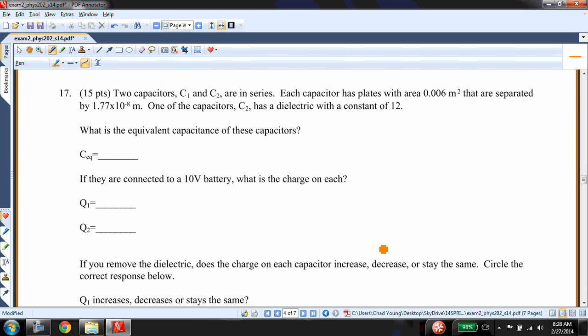Two capacitors are in series. Each has a plate with 0.006 meters squared, separated by 1.77 times 10 to the minus 8. One of them has a dielectric constant, this should say 2 actually. Now, what is the equivalent capacitance of these capacitors?